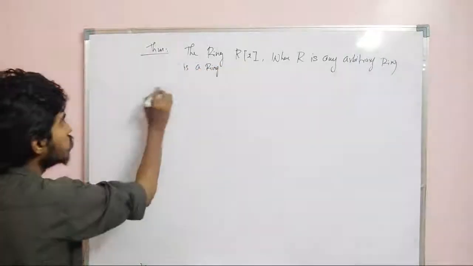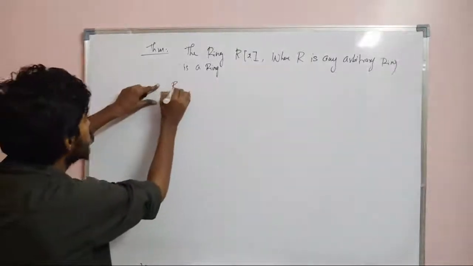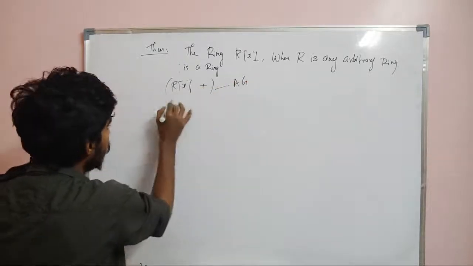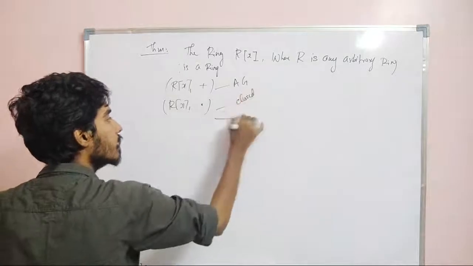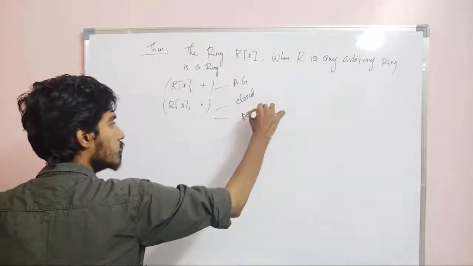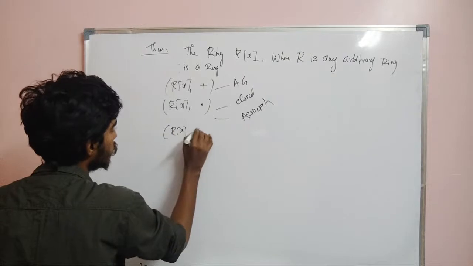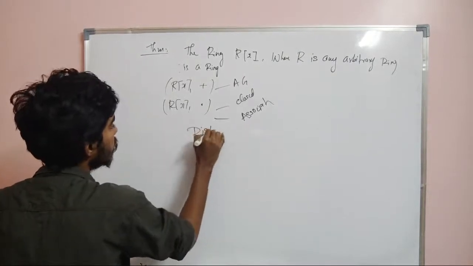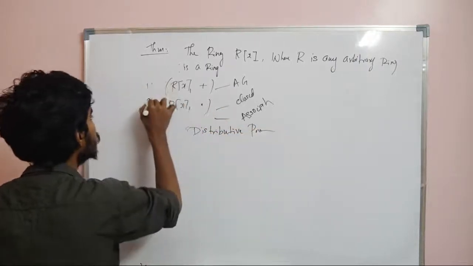First we need to prove that the set of all polynomials over R is a ring. For that we need to prove that the set R of x with respect to plus is an abelian group, that R of x with respect to dot is closed and associative, and that R of x satisfies the distributive property. These are the three things we need to prove for a ring.